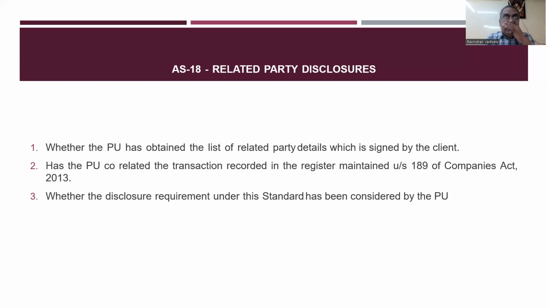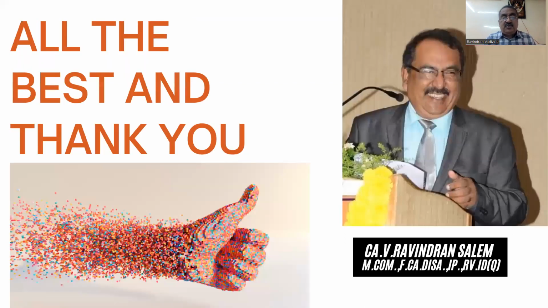Suppose you are reporting under the Companies Act, then you have to separately report who all the related parties are, what the related party contracts are, and what benefit the company has given to the related parties. Everything has to be scrutinized by the practice unit.